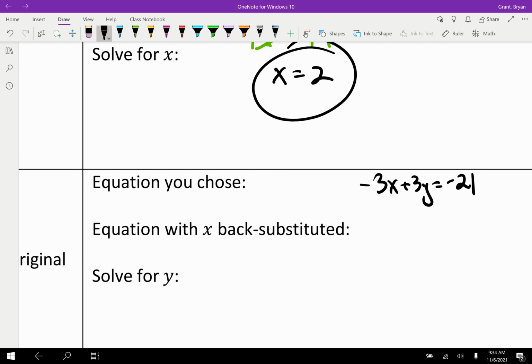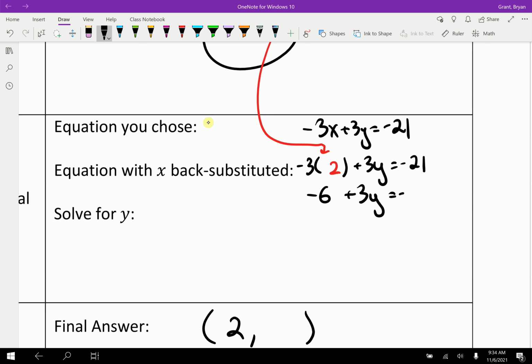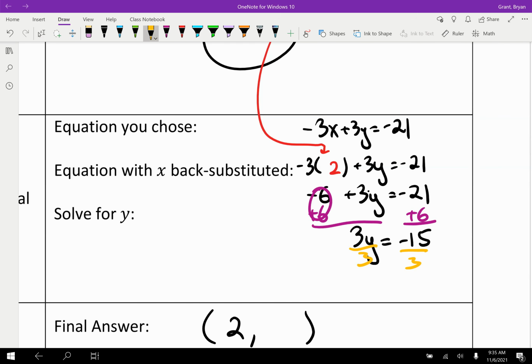All right, and then I think we just need to substitute. Negative 3 times the x value that we found, and that x value that we found was 2. This is again known as back substitution. We went back to an original problem and substituted in our new knowledge. And now we isolate y. 2 numbers attached to y, 3 is multiplying, 6 is subtracting, so let's undo the subtraction first. That gives us 3y equals negative 15. Finishing this off, we find that y equals negative 5.